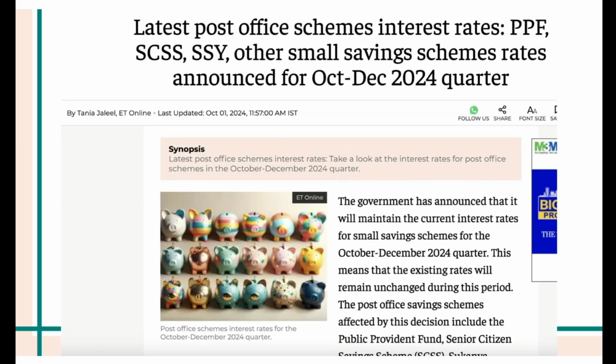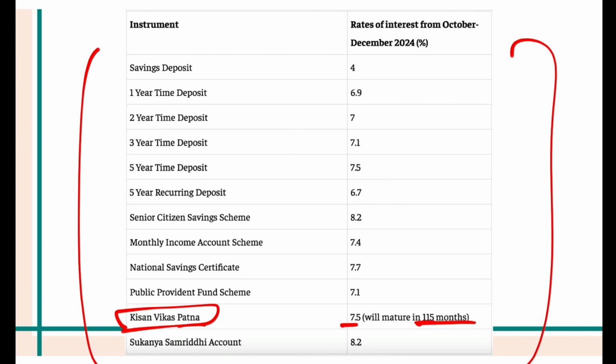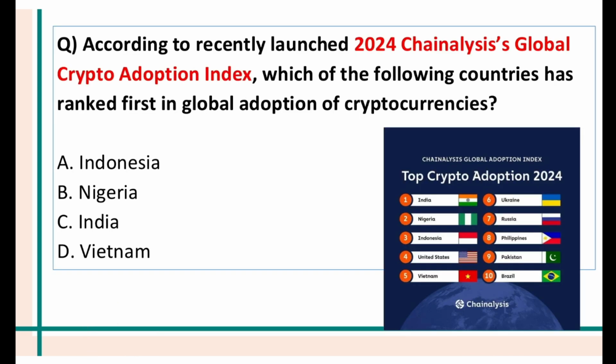And for the October to December quarter, what will be the interest rate on the small saving schemes? There is no change. It remains the same. Kisan Vikas Patra, you will get 7.5%. And in Kisan Vikas Patra, the money doubles on maturity. So the money will double in 115 months. Sukanya Samriddhi account, 8.2. Even in the Senior Citizen Savings Scheme, it is 8.2. National Savings Certificate, 7.7. Public Provident Fund, 7.1. That's all you need to know.